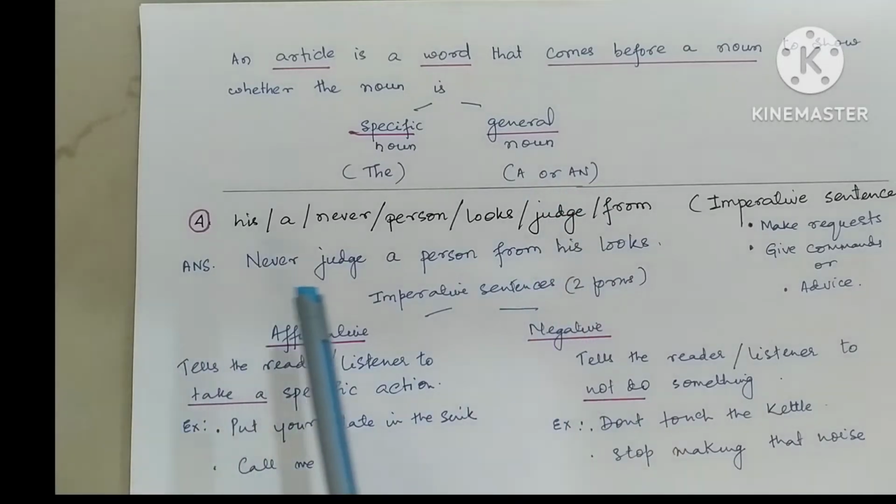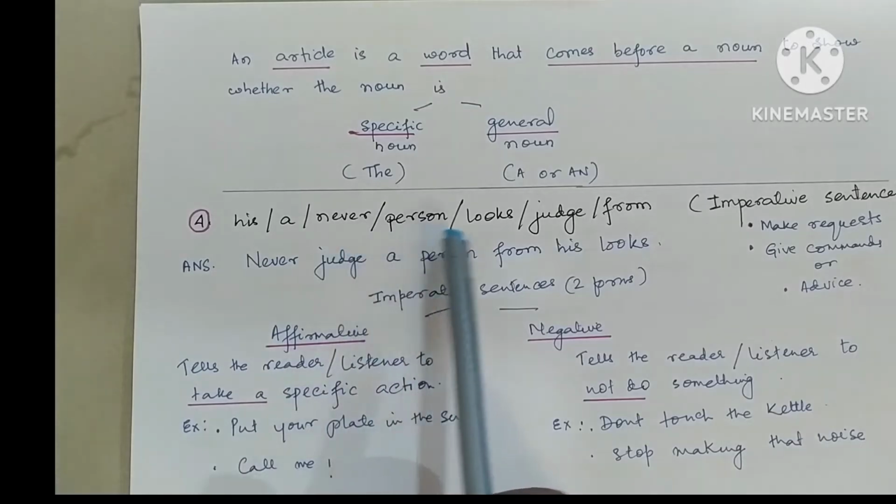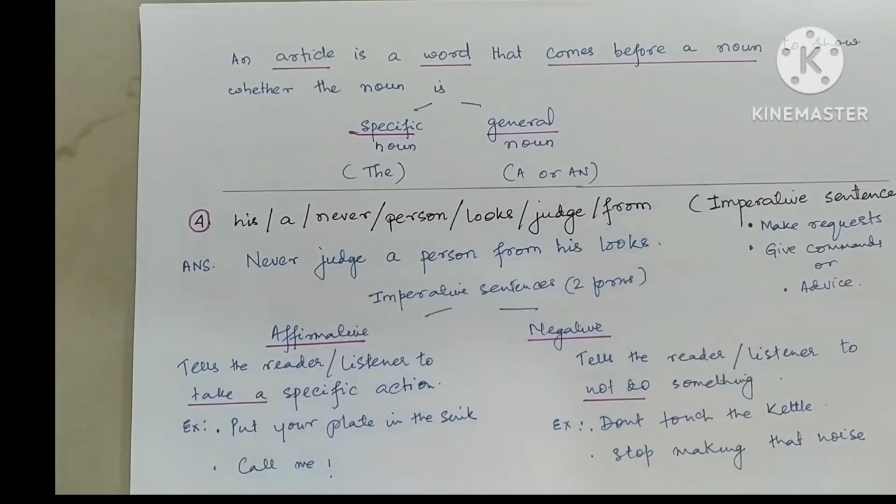Number 4. His, a, never, person, looks, judge, from, imperative sentence. Now students, as we know, imperative sentences make requests, give commands or advice. So: Never judge a person from his looks. That means this is an advice which is being given in the imperative statement. Never judge a person from his looks.